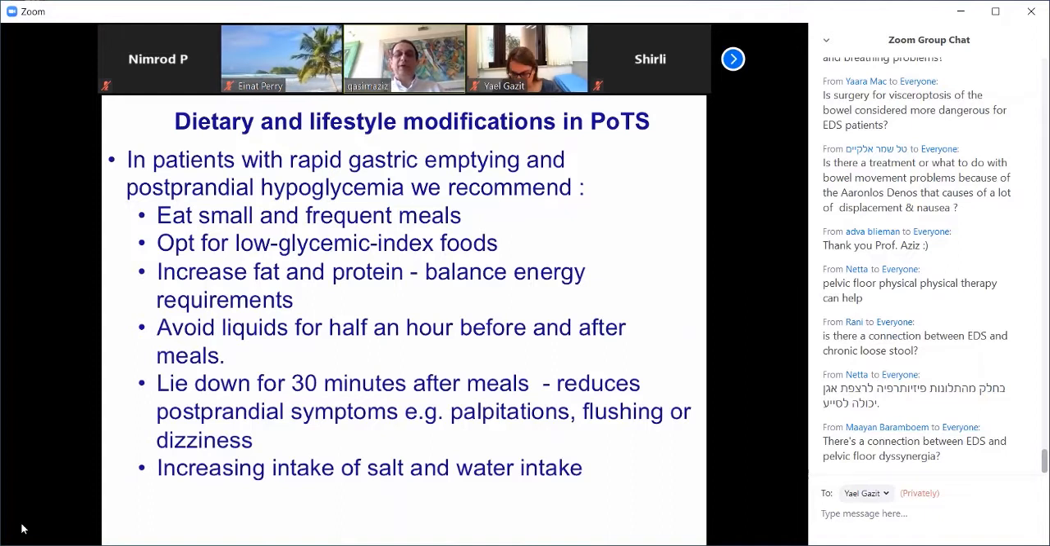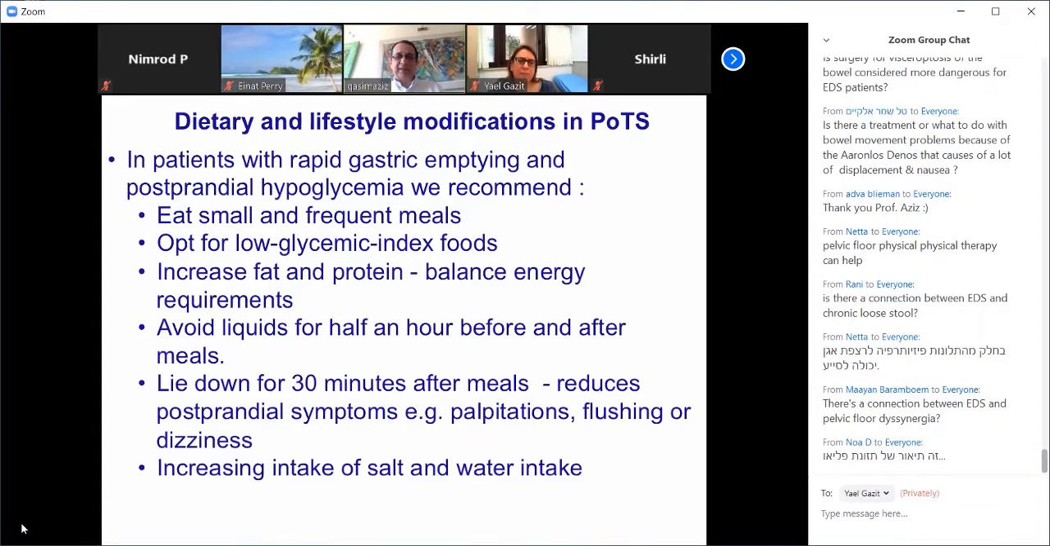So if the stomach is emptying very rapidly, you're getting dumping syndrome. Increasing the fat and protein content can reduce that dumping. I also say to people who are dumping, or getting more POTS-like symptoms after meals, to avoid liquids for half an hour before, during, and after meals, so that the liquids don't wash all your carbs down into your small bowel, and then that produces the symptoms that patients experience.